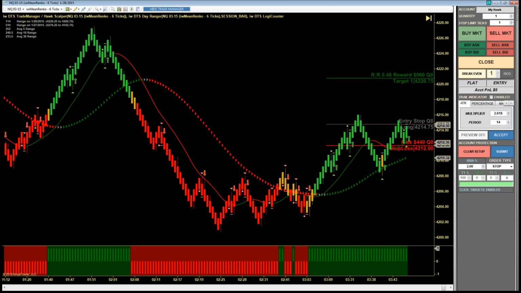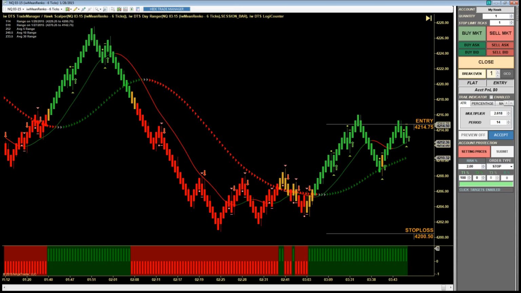And watch what happens. If I run my stop really close like we did before, I have $440 at risk. Now, don't let the numbers scare you. It's going to be different for your account. This is based on my account. This is 2% of my account. But I want you to get a handle on the principle. Okay, so watch what's going on here. We're trading $440 in risk.